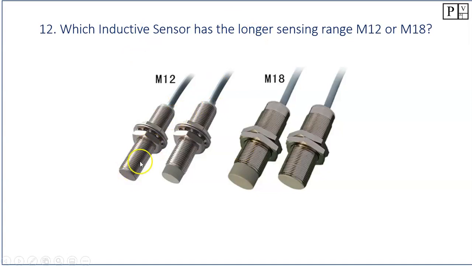This one is an example of a shielded sensor. The threads go all the way to the end. This is a non-shielded sensor. This is a non-shielded M18. This is a shielded M18. How do I know it's a shielded?